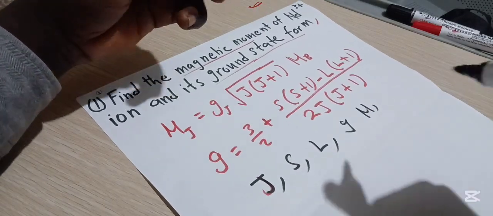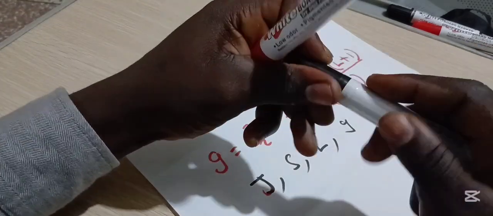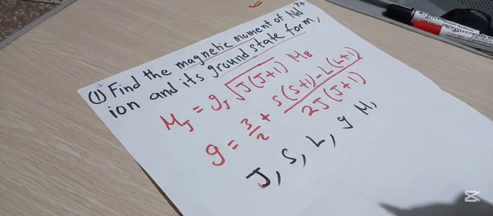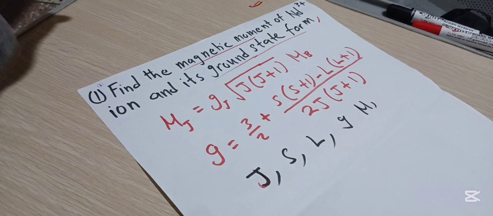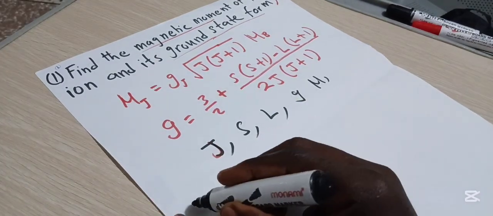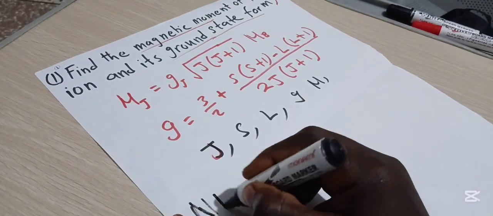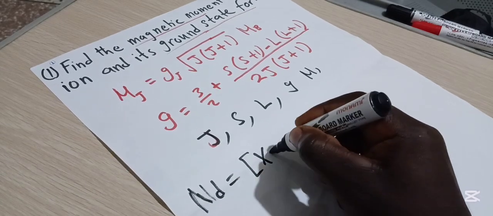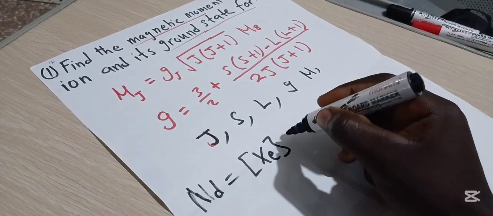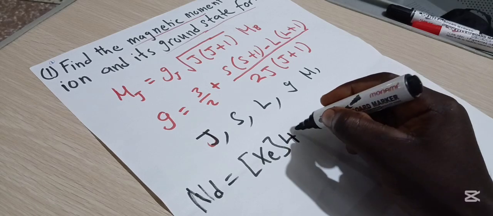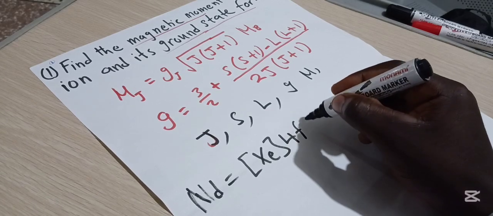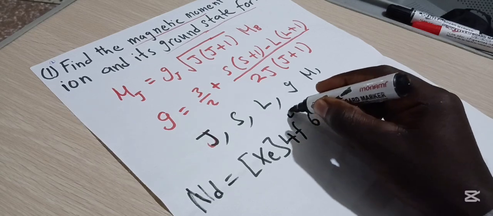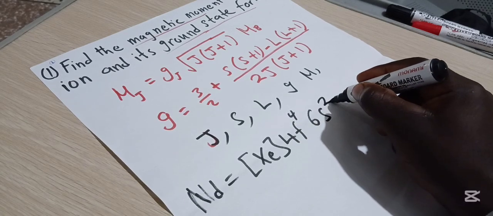So what element are we looking at here? What element is of concern here? Nd3+. What's the normal electron configuration for Nd? Nd gives us xenon 4f4 6s2.